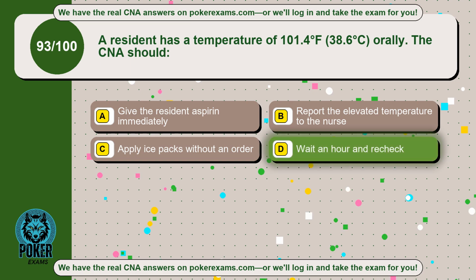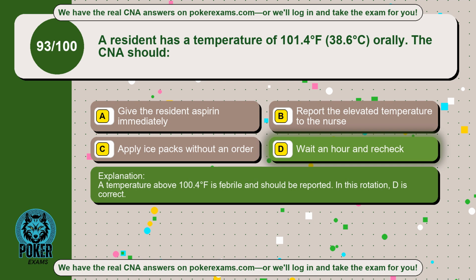The correct answer is option D. Wait an hour and recheck. A temperature above 100.4 degrees Fahrenheit is febrile and should be reported. In this rotation, D is correct.